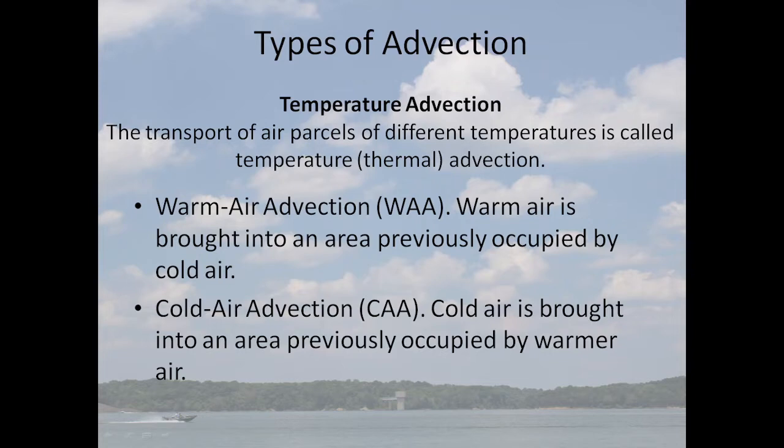Cold air advection is cold air brought into an area previously occupied by warmer air. So it's just the opposite. The cold air is pushing the hot air out of the way. It's more dense. So then you have cold air advection in that area.